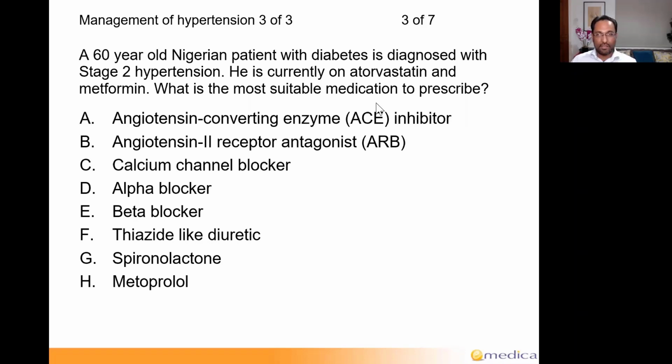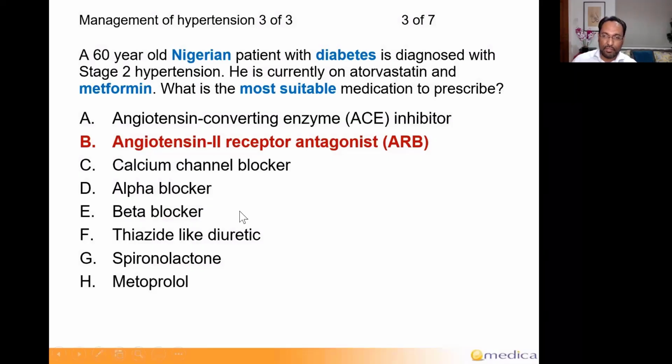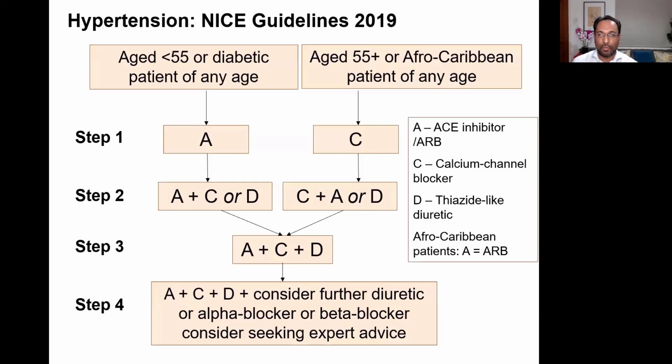So key things here is this patient's diabetic, but is also Nigerian. So the correct answer here is B, ARB. So less than 10% of you got this one right. It's the hardest one in the set, so don't worry. That's one of the reasons you're here, is to understand the guideline. So it's a good example. It's a common topic. It's an important topic, hypertension. So why is that the case? Well, it's understanding the guideline.